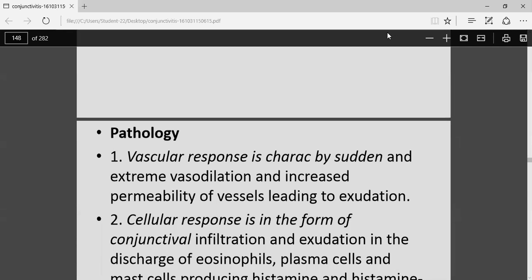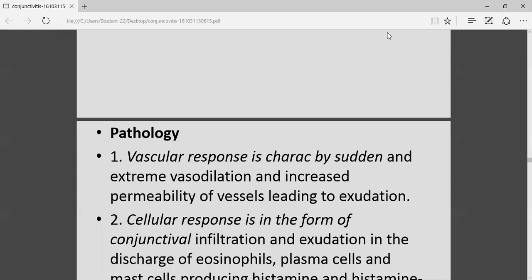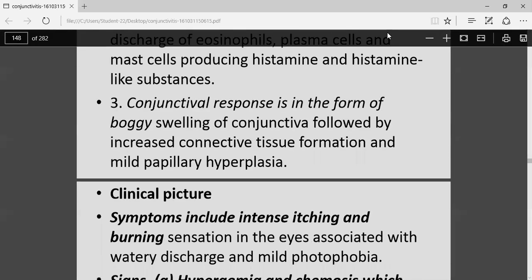Okay. What is the pathophysiology? You all know that allergy is characterized by vasodilatation, and then there is leakage from the blood vessels, there is excessive permeability leading to exudation. This vascular response of allergy is shared by inflammation. So, in inflammation also you see that there is vascular dilatation, then there is leakage.